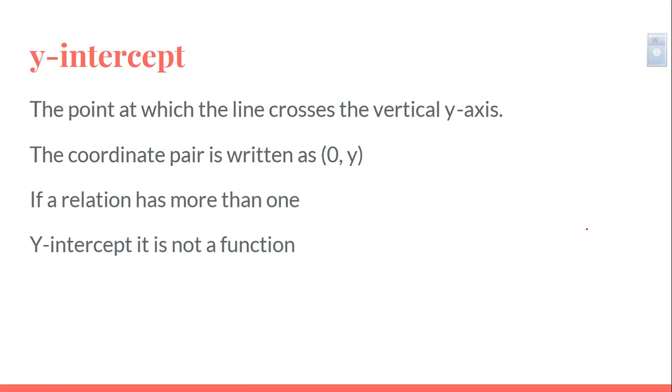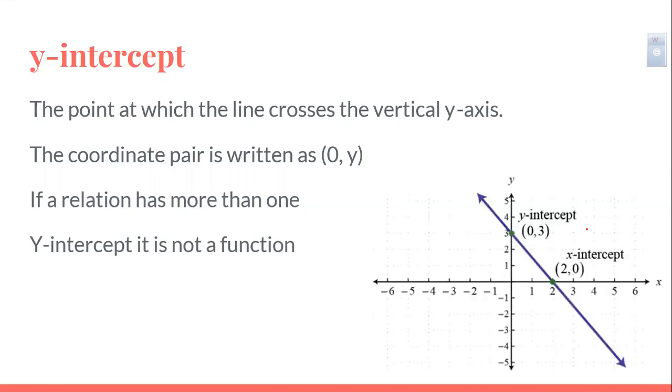All right, so we're using the same image as before. But this time we're going to highlight where the y-intercept is. And there's our y-intercept. Crossing the y-axis, notice how my x value equals 0. So again, if there's more than one y-intercept, it's not a function.